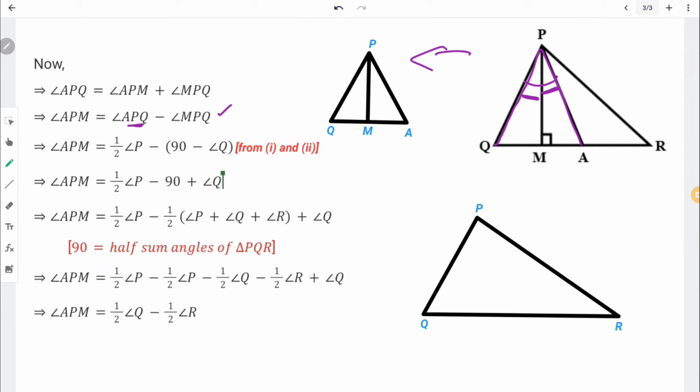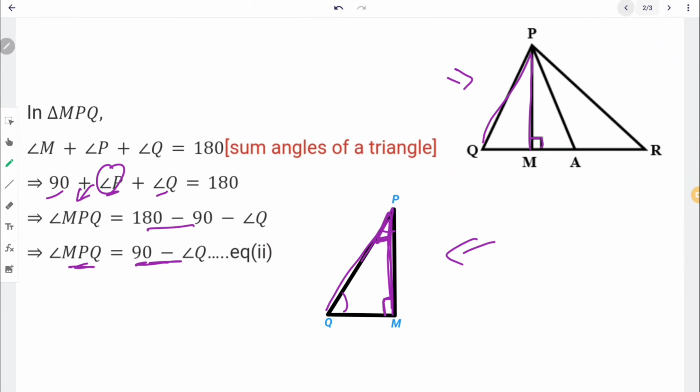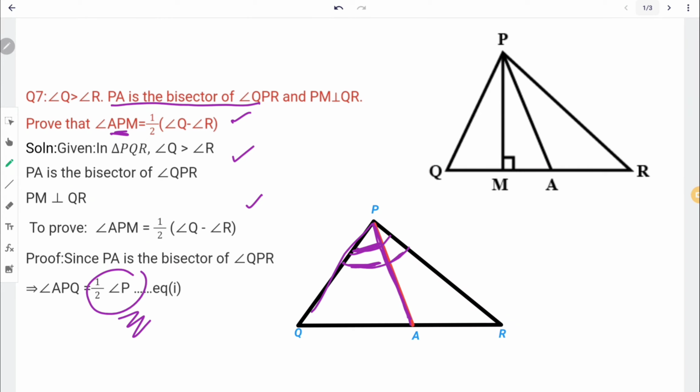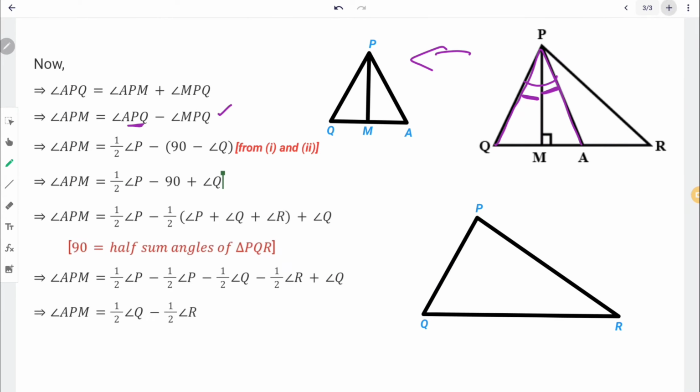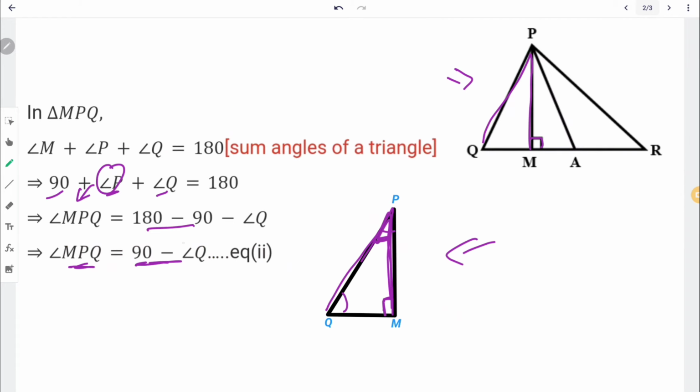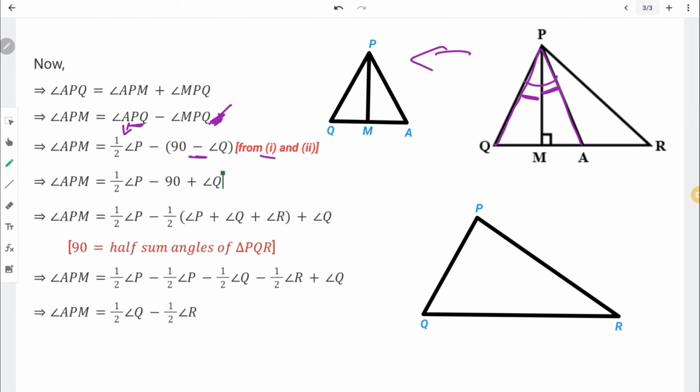Then APQ from equation 1, if we go back, equation 1, APQ is what? Half times angle P. So in place of APQ, I've written half times angle P. Same thing, MPQ, we just got it now in equation 2. MPQ is how much? 90 minus angle Q. So from equation 1 and 2, we get both of these. Then next we'll just change the sign, because here minus is outside, so minus into plus, minus, then minus into minus, plus here.